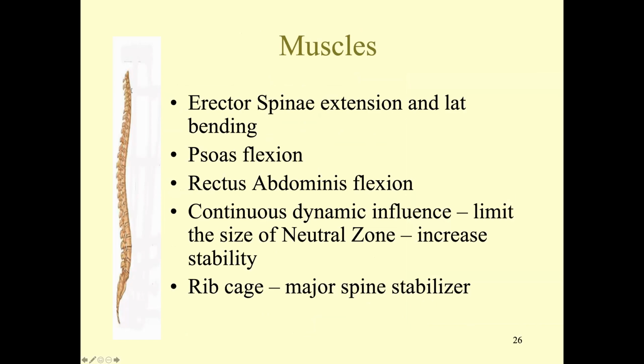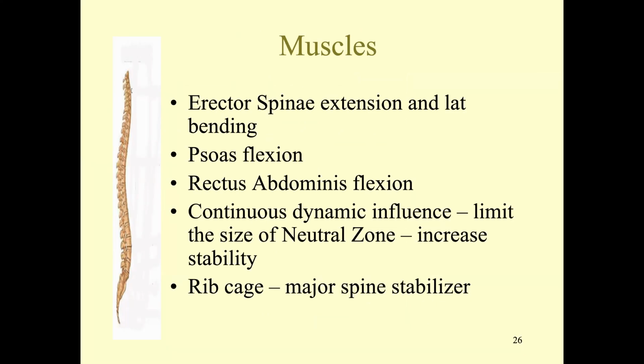Very important concept, muscles. The erector spinae is for extension and lateral bending. The psoas is for flexion. The rectus abdominis is for flexion. And there is a continuous dynamic influence which limits the size of the neutral zone and increases the stability. When the neutral zone is wide, that means a lot of mobility can occur. But if the neutral zone is narrow, that means the spine is more stable. And these anterior and posterior groups of muscles actually influence the spine from the front and the back, and they limit the size of the neutral zone.